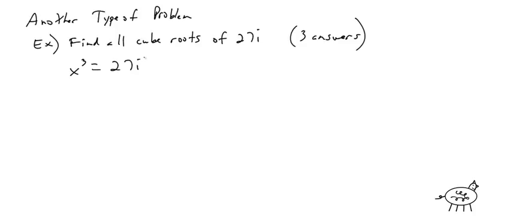Now, before, I gave it to you and said, oh hey, solve x cubed equals 8, and then you get 3 answers. This one I'm going to say, hey, find all cube roots of 27i. So you set it up this way: x cubed equals 27i.